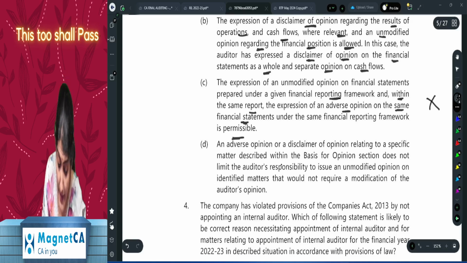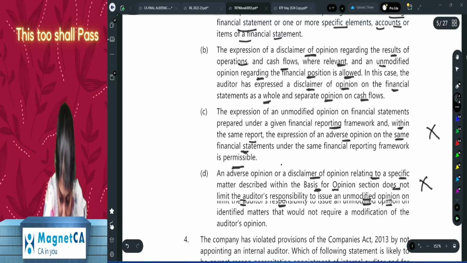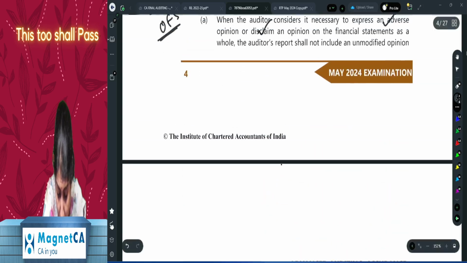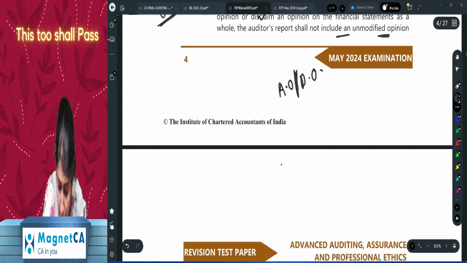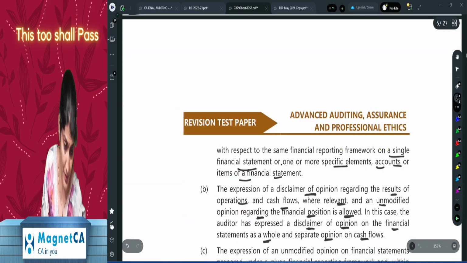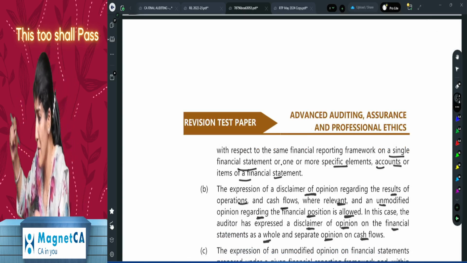No. And an adverse opinion or a disclaimer of opinion relating to a specific matter described within the basis for opinion section does not limit the auditor's responsibility to issue an unmodified opinion. No. So what are they talking about over here? If the auditor's opinion on the audited financial statements is adverse or disclaimer, for a single financial statement, an unmodified opinion cannot be issued. However, what do we say? Specific element, account, item?